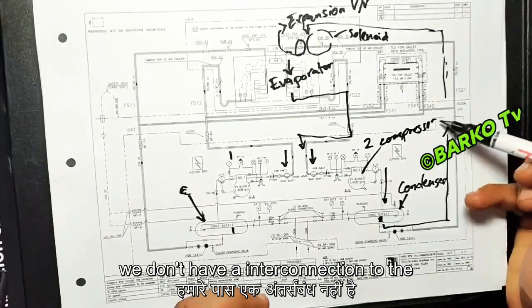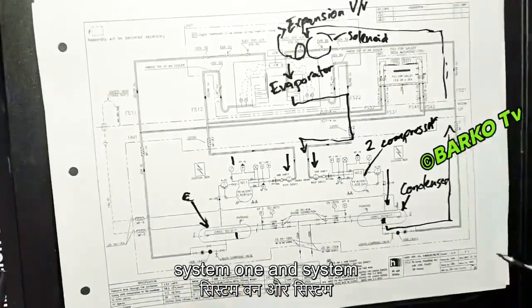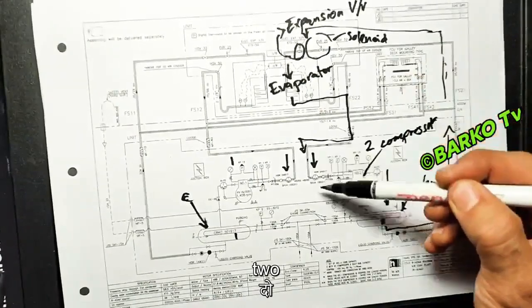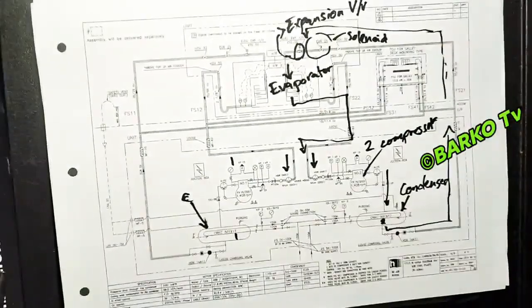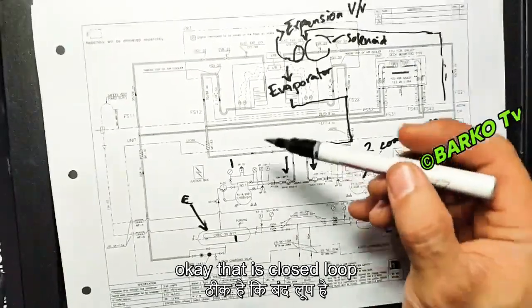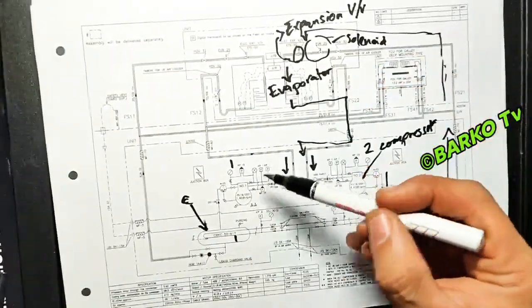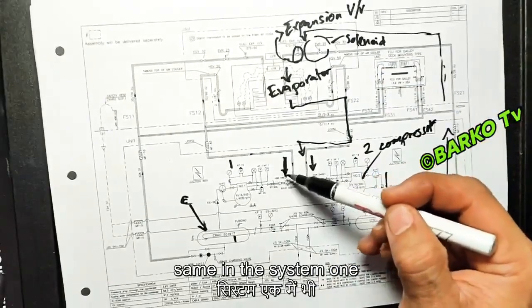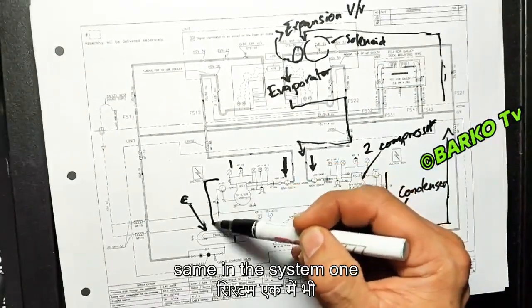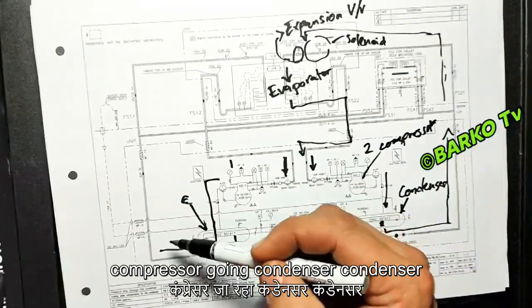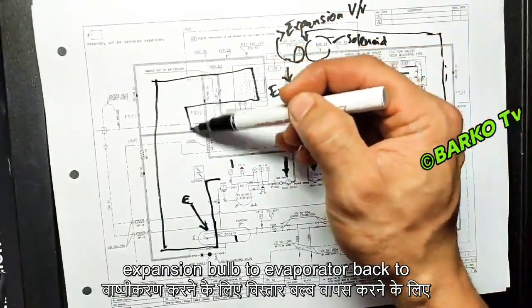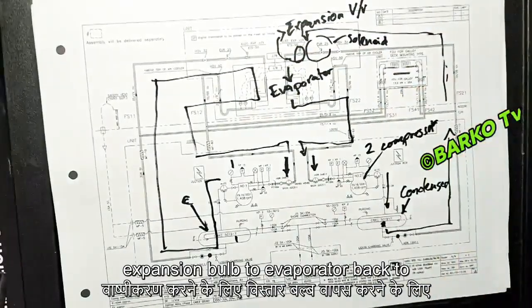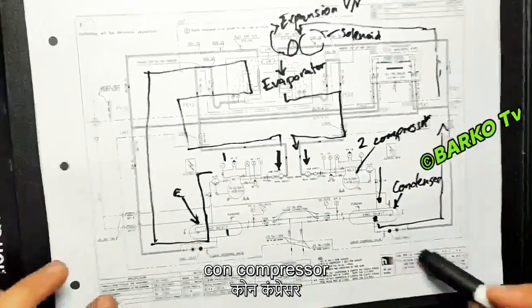We don't have an interconnection to the system 1 and system 2. Okay, that is closed loop. Same in the system 1. Compressor going to condenser, condenser going to expansion valve to evaporator back to compressor.